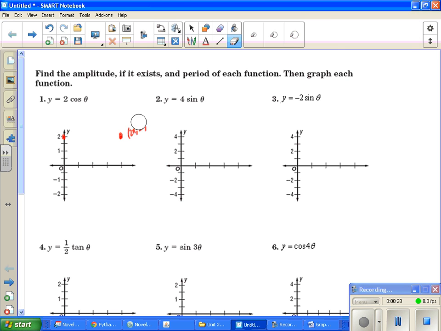So I'll tell you what I'll do. I'm just going to label the axes. So this is 2 pi over here. Halfway through, I'm down at the bottom. That's at pi. And then here at pi over 2. And 3 pi over 2. So your graph should look like this.